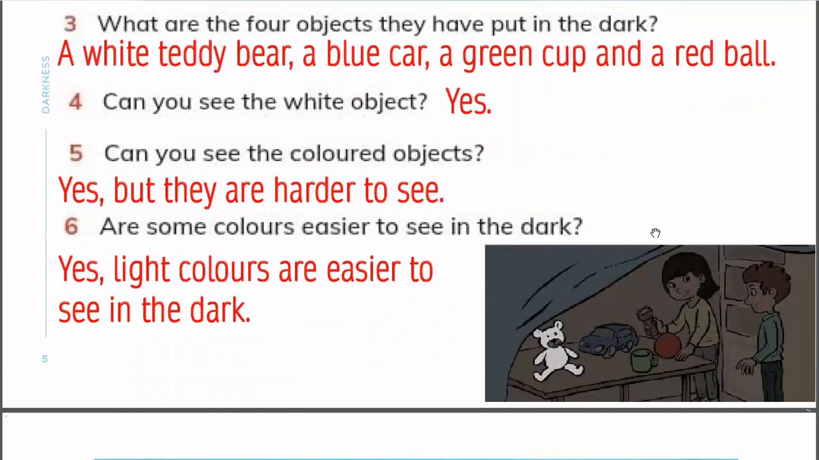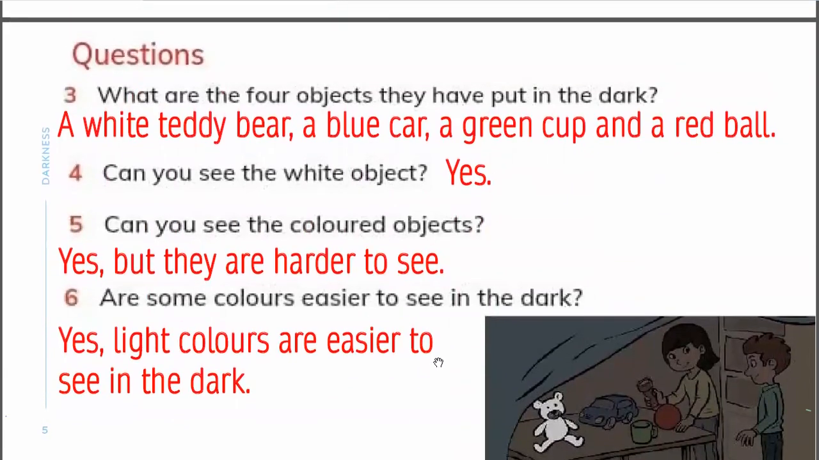Are some colors easier to see in the dark? Yes, light colors are easier to see in the dark. This means that objects that have a light color like white or off-white are easier to see in the dark, but colored objects like red, blue, and green are harder to see in the dark.